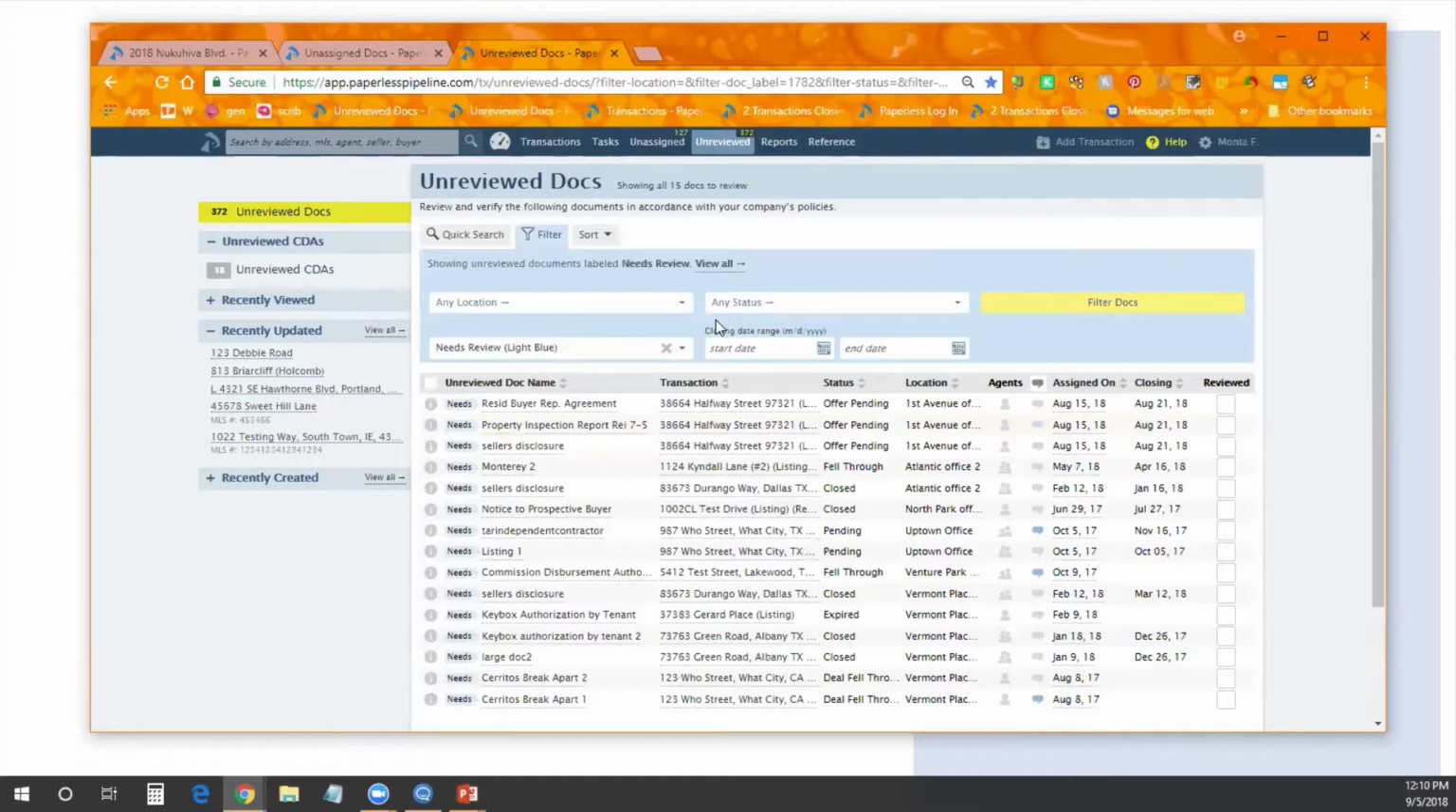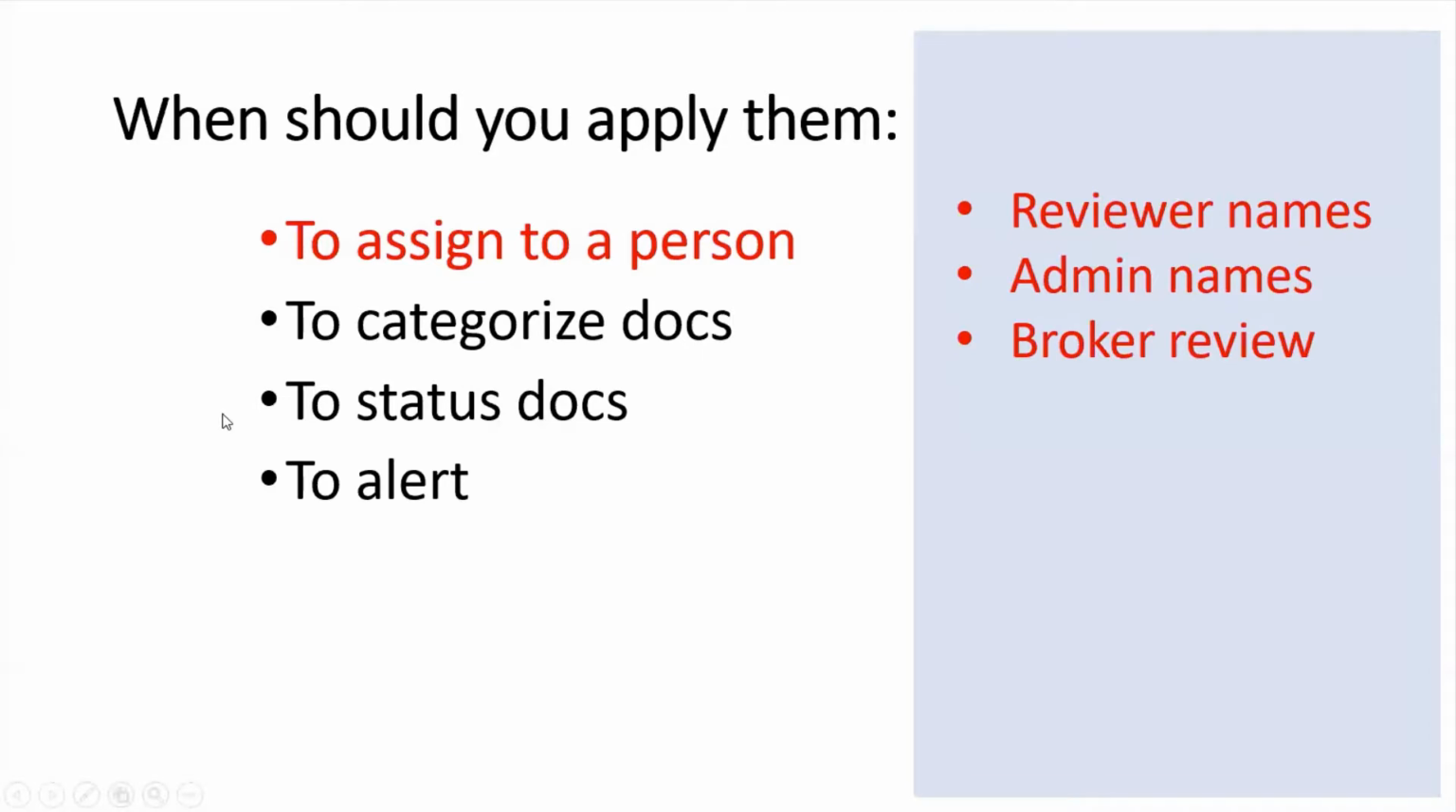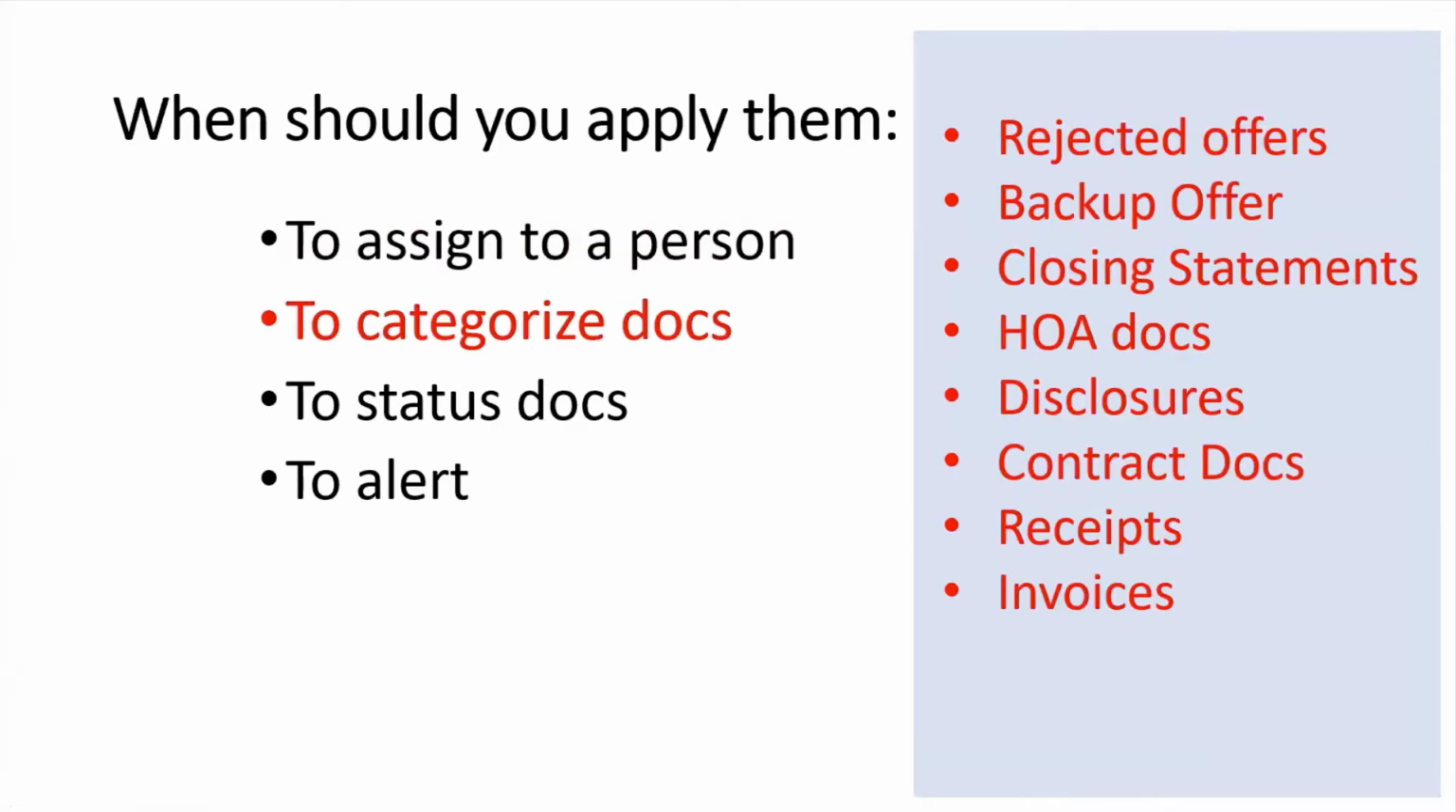All right. All good? Okay, so back to the list here. So that's assigning to a person. Another probably even more popular method is to categorize docs, use the doc labels to categorize their docs. And some examples of those could be rejected offers, so flagging all of those so that those stand out, backup offers, closing statements, HOA docs, sometimes disclosures, contract docs, receipts and invoices, etc. Okay, so whatever works for you, however you need to classify docs. These are just some examples, but you can use them in that way as well.